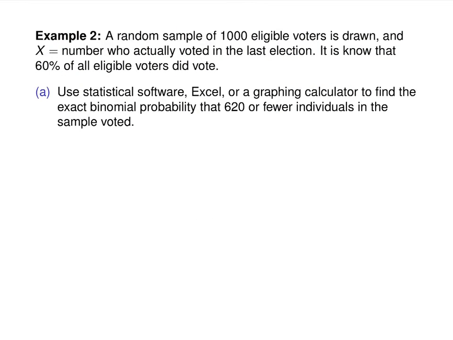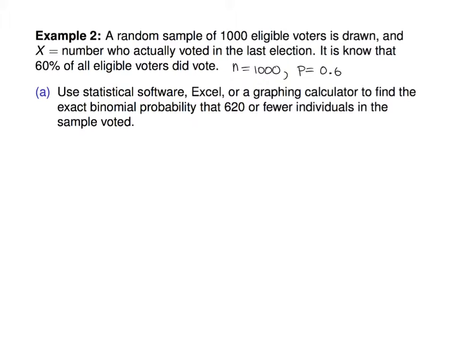So a random sample of 1,000 eligible voters is drawn, and X is the number who actually voted in the last election, and it's known that about 60% of all eligible voters did vote. So what is your n? 1,000. What is your probability of success? 0.6. We'll assume success is voting.